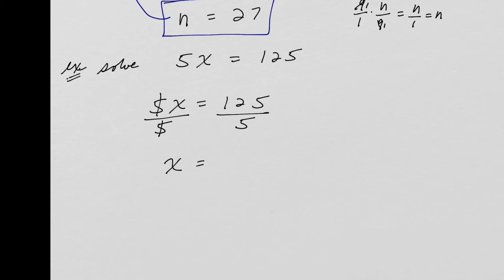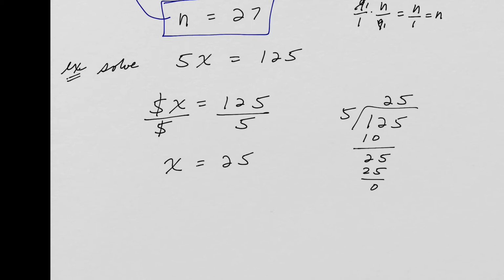Equals, and 125 divided by 5, you have to work this out. This is going to be 25, right? 5 goes into 12 2 times, and then 5 goes into 25 5 times. So x equals 25, and that would be the solution.